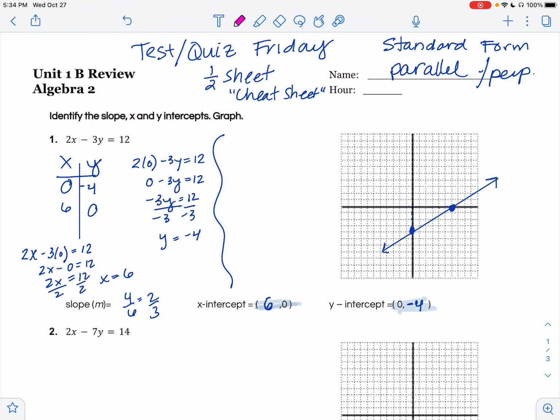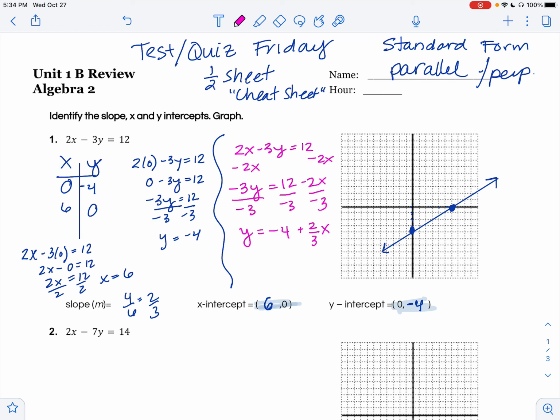Okay, another way might just be to solve this and say 2x minus 3y equals 12 and put it into mx plus b form. So I'm going to subtract 2x from both sides because I'm trying to get y by itself. And divide everything by negative 3. So I get y equals negative 4. And then this is a negative divided by a negative, so I get plus 2/3 x.